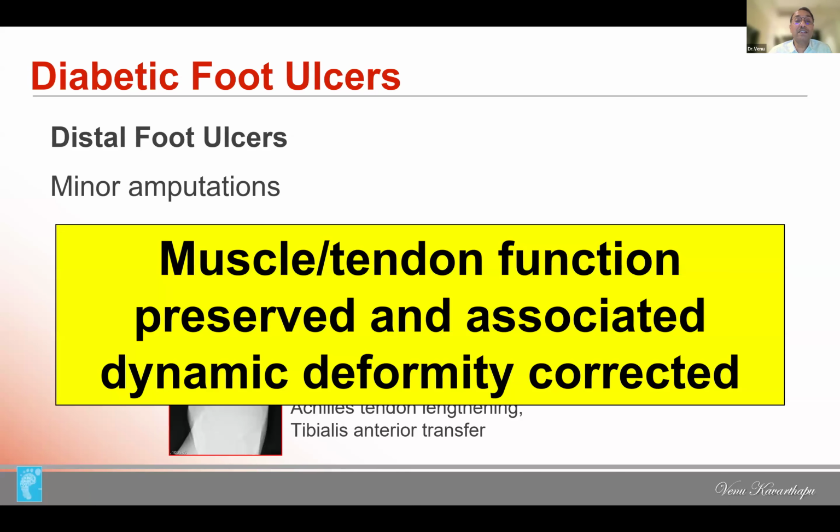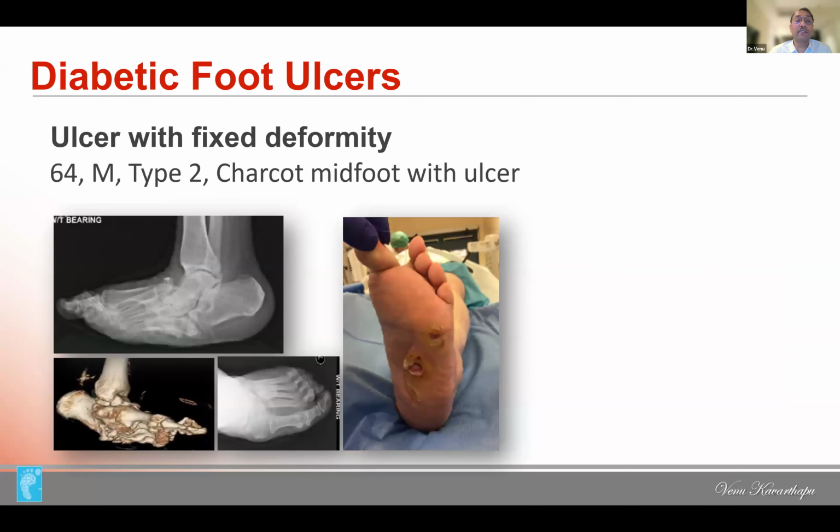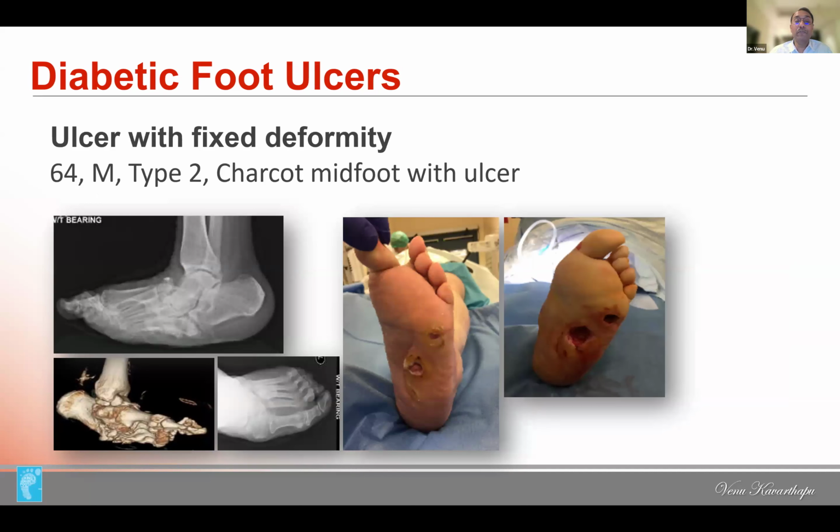So here, the muscle tendon function is preserved, and any associated dynamic or even static deformities are corrected. However, those ulcers that are associated with fixed deformities, often due to Charcot foot or sometimes neuromuscular foot, unless you correct the deformity along with the ulcer debridement, you cannot get the ulcer healed or keep it healed. And this is a typical example, not an actively infected ulcer.